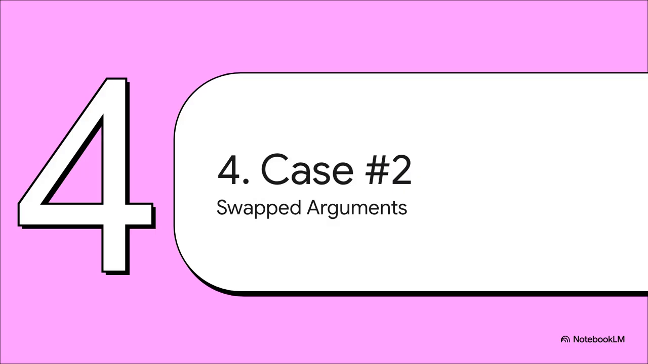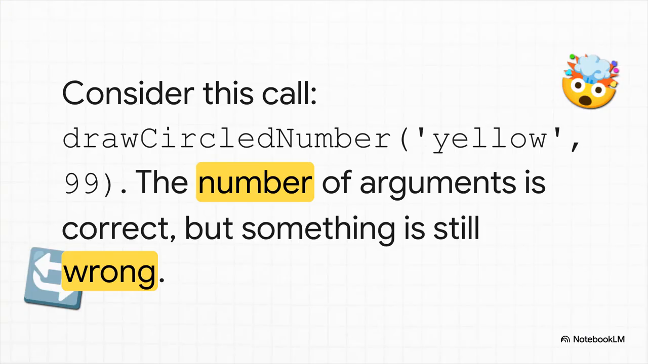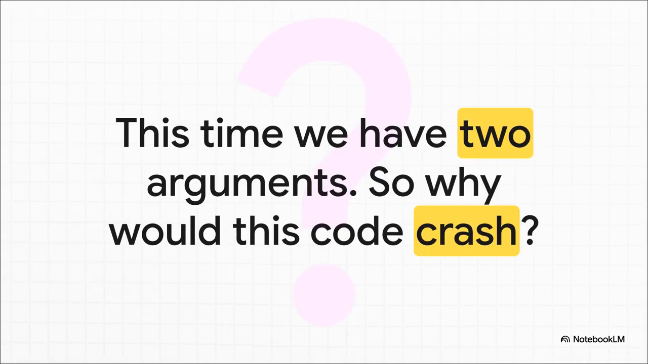All right, on to our next case. This one's a little sneakier. We're giving it the right number of arguments this time, but the code still crashes. Let's figure out why. Take a look at this line. We're calling the function with yellow and 99. So that's two arguments. The count is correct. So what could possibly be the problem? This is a really good puzzle. We followed our first rule. The number of arguments matches the number of parameters. So why isn't it working? What else could possibly be wrong?